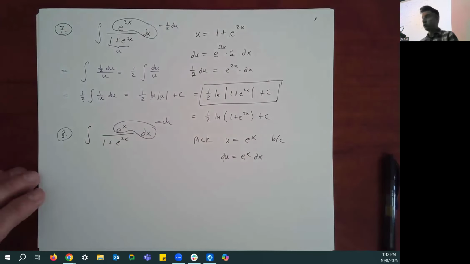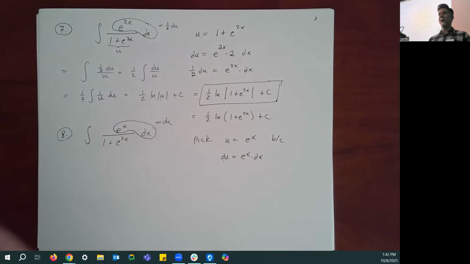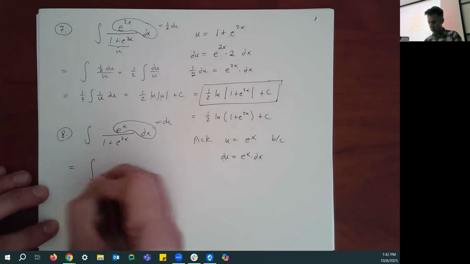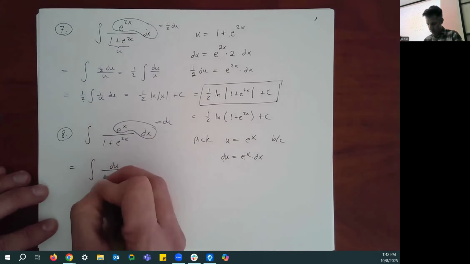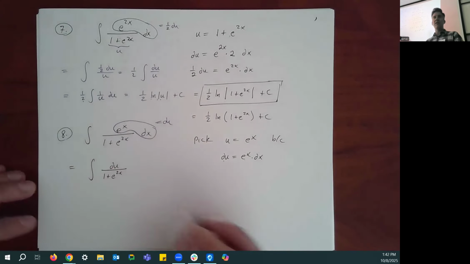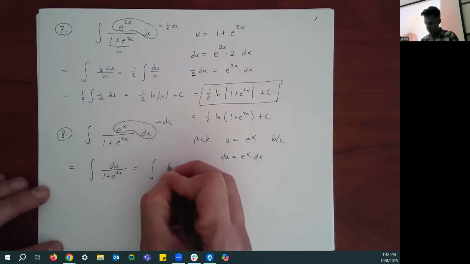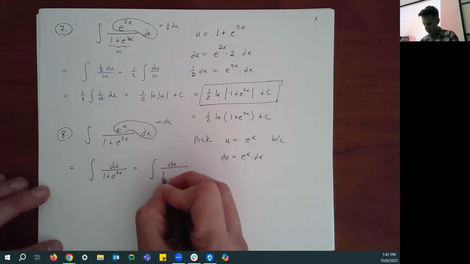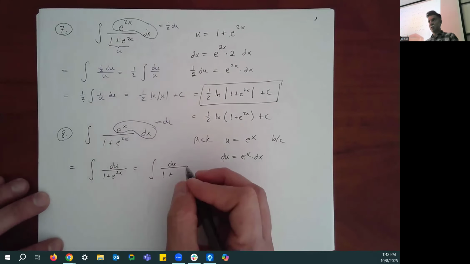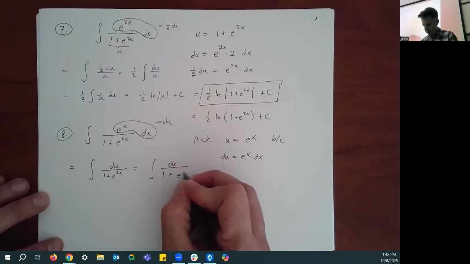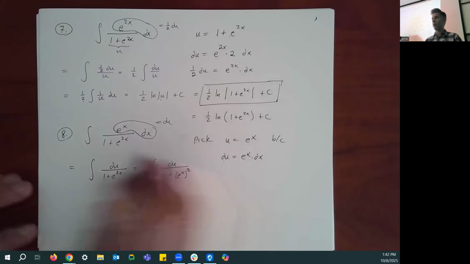I should mention, it's totally okay to write your integral with x's and u's. You just can't stop there. So it'd be totally fine for me to write this as the integral of du over 1 plus e to the 2x, if I didn't know exactly what to do with the bottom from the get-go. But then I have to keep going. I'm going to write this as the integral of du. Okay, here's the trick for this one. E to the 2x is really just e to the x to the second power.